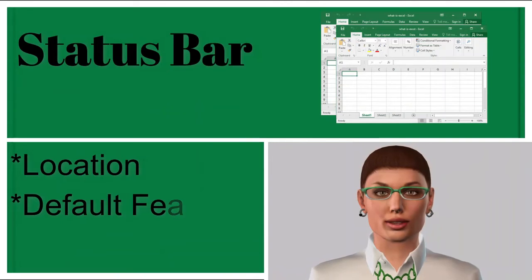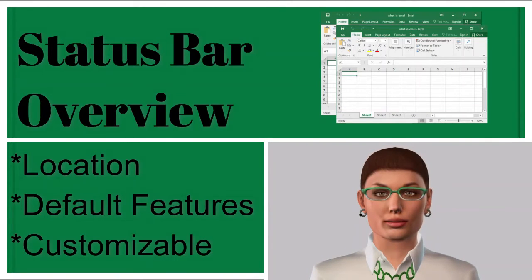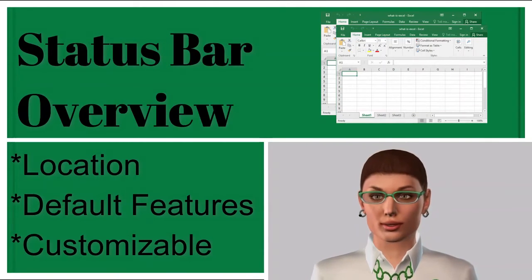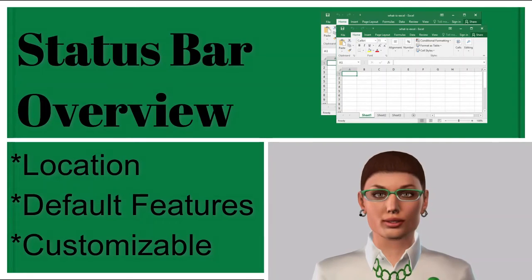The status bar is located at the bottom of Excel and displays the status of the options that are selected to appear on the status bar.